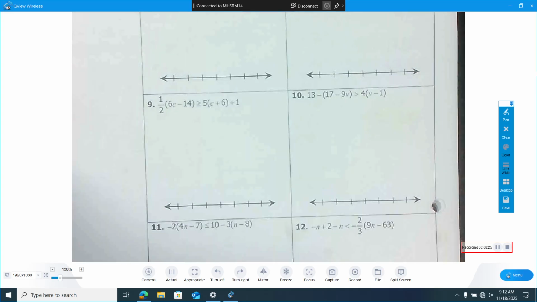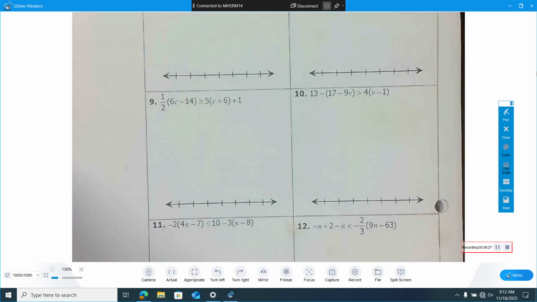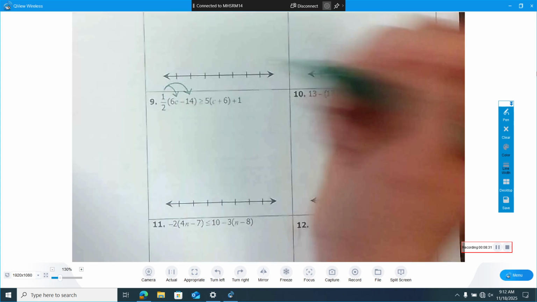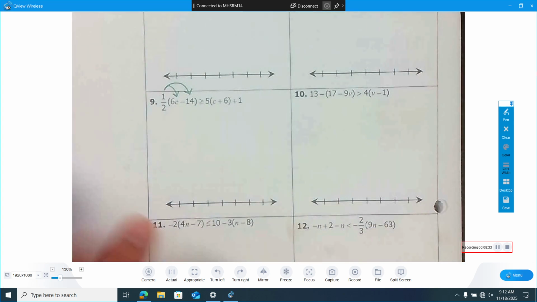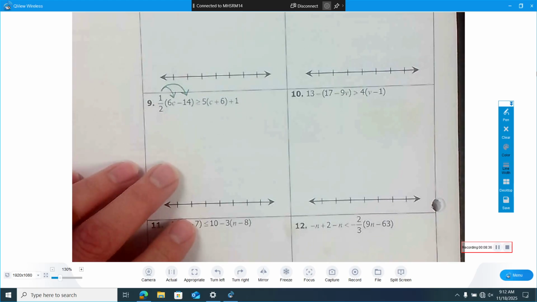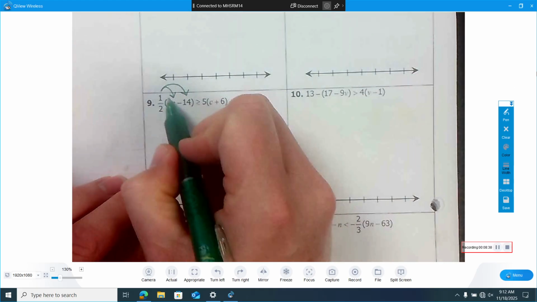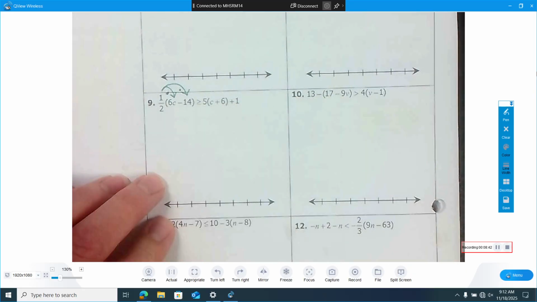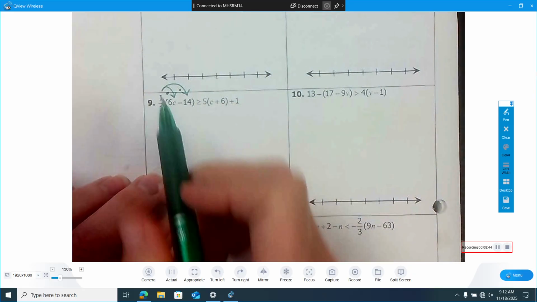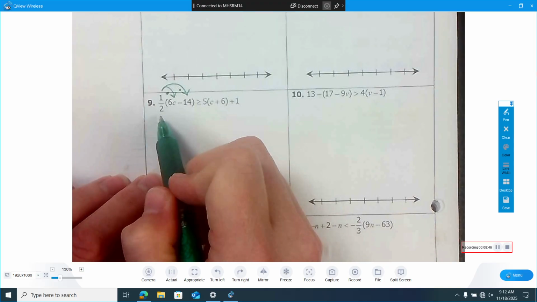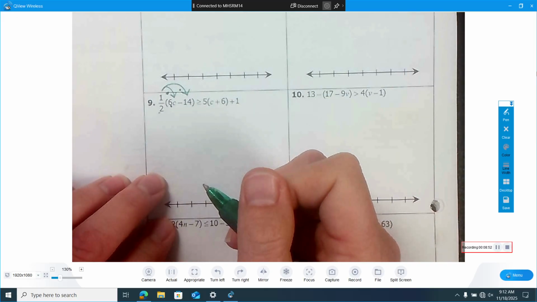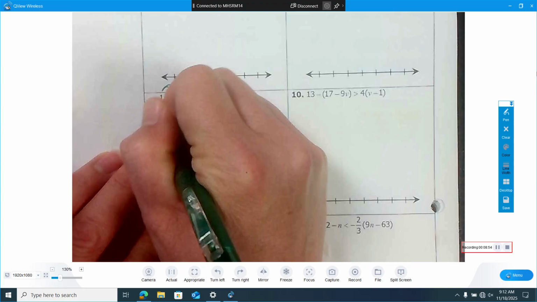Let's look at number 9. I think this is a really good one. It has a fraction that we need to distribute, but we don't want to be afraid of that fraction, because if you read it out loud, it's so easy. We are multiplying, but remember the word of means multiply as well. So what's half of 6C? 3C, right? That's pretty easy. Okay, so it is just a 3C.